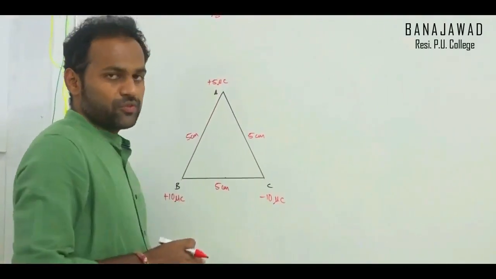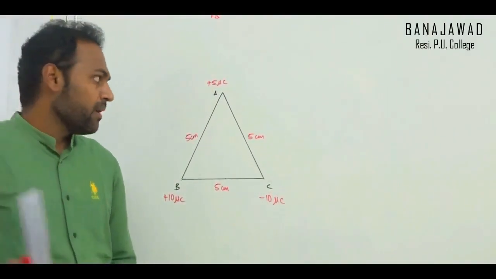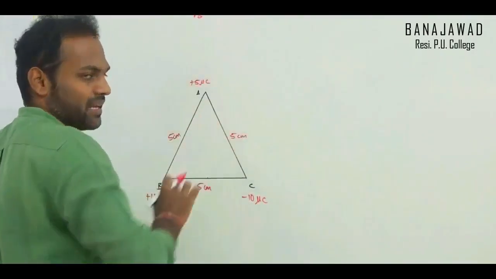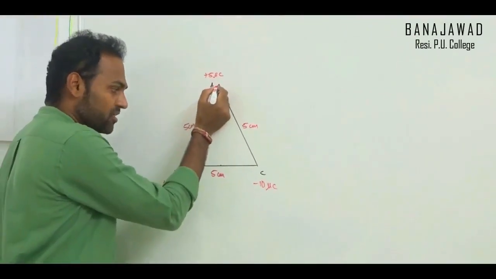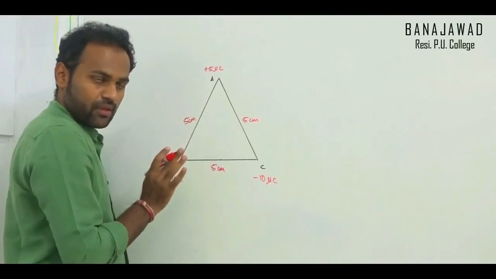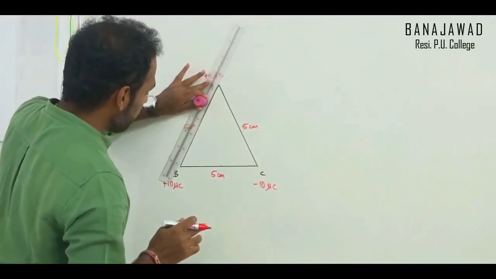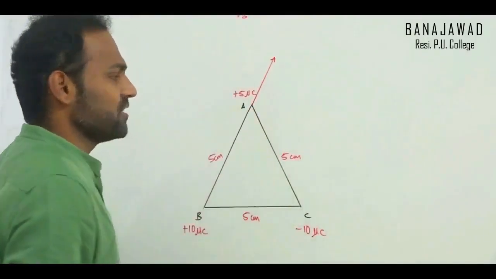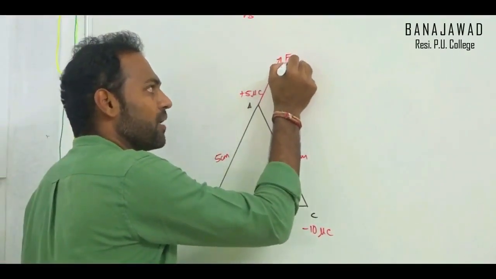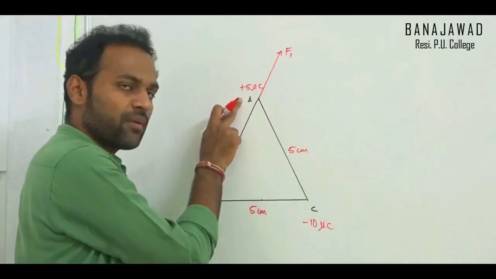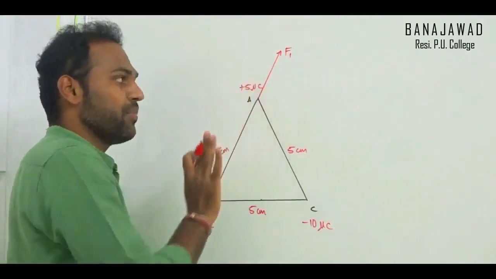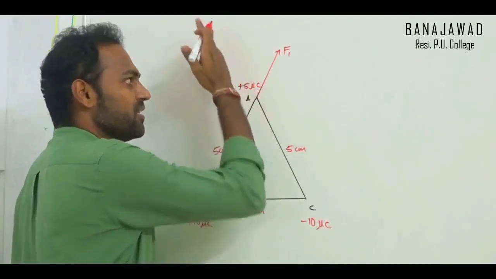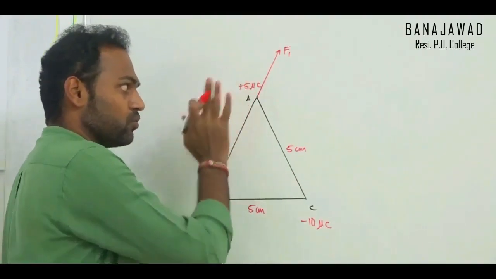Now we'll draw the direction of these forces. The force between plus 5 microcoulomb and plus 10 microcoulomb will be repulsive, meaning it acts away, along the straight line joining these 2 charges. So the force on plus 5 microcoulomb due to plus 10 microcoulomb will be in this direction. I will name this F1. F1 is the force acting on plus 5 microcoulomb due to plus 10 microcoulomb. It is repulsive, so it must be shown along the line joining the 2 charges only, not in any other way.